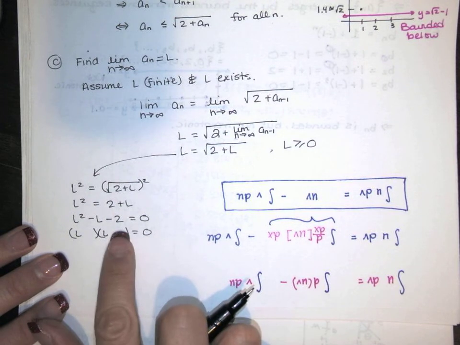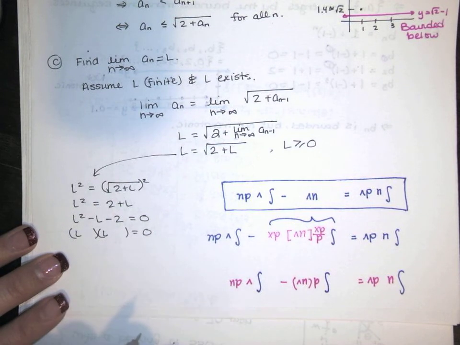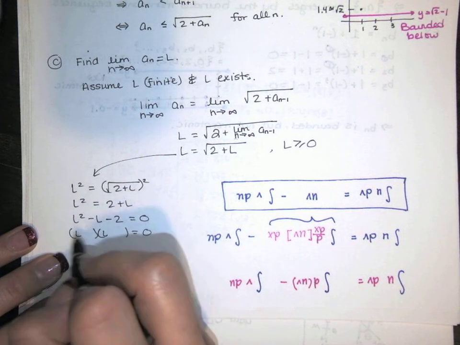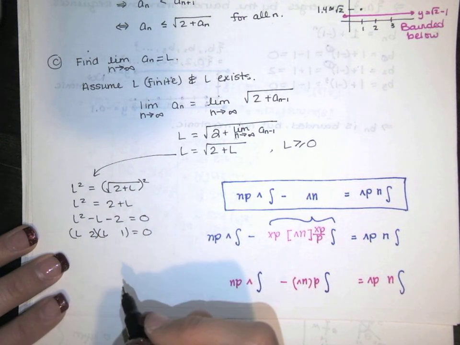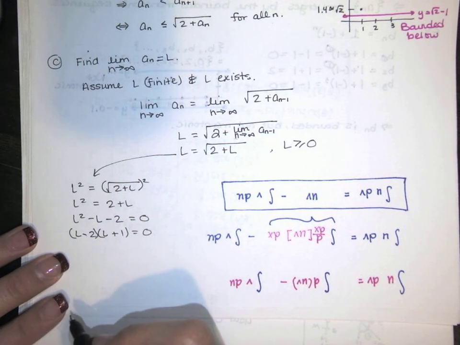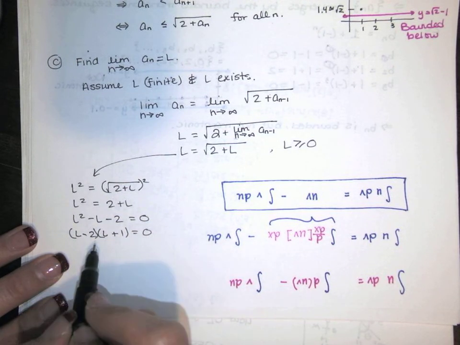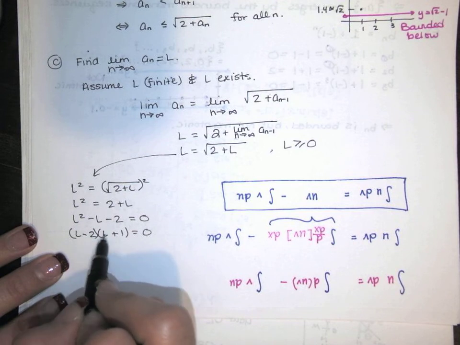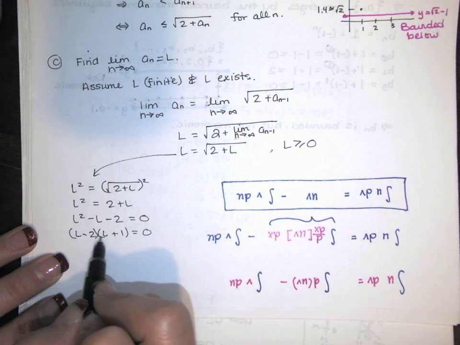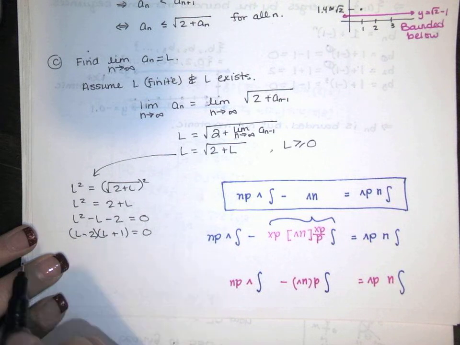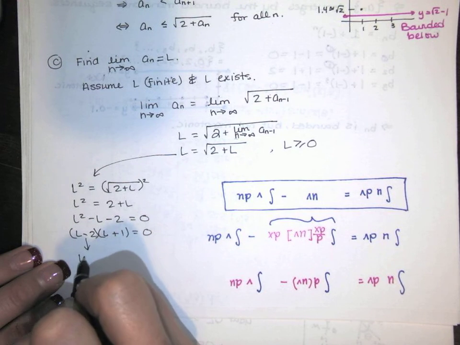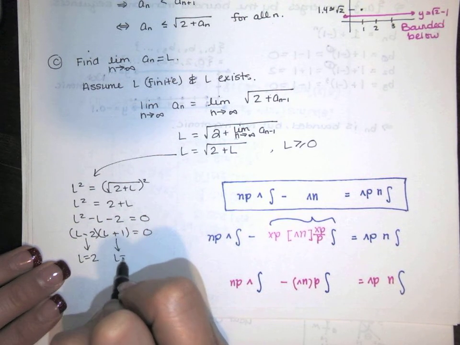I need two numbers that multiply to give me negative 2 that add to negative 1. 2 and 1 will work if they have opposite signs. If the 2 is negative and the 1 is positive, I think that's going to be enough. Negative 2 times L is negative 2L. L times 1 is 1L. So negative 2L plus 1L is negative 1L. That's my middle term.